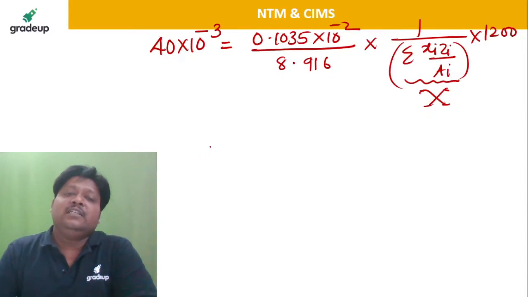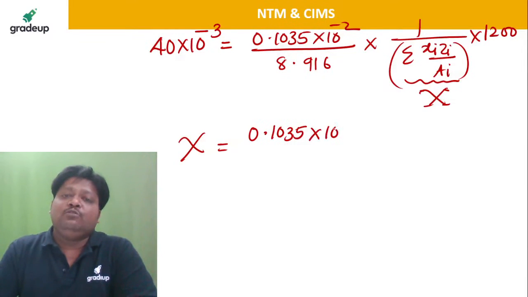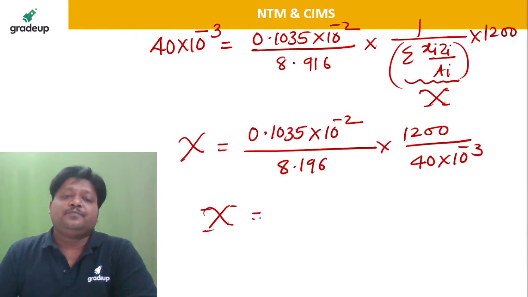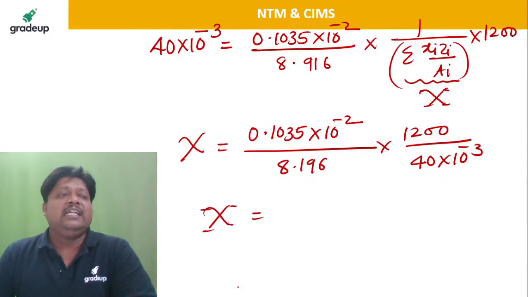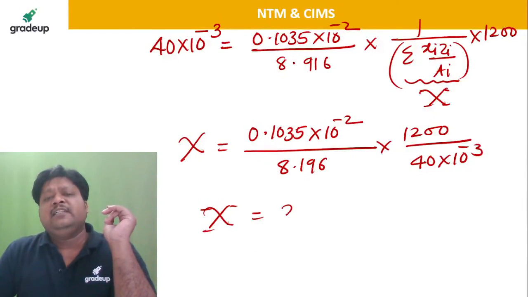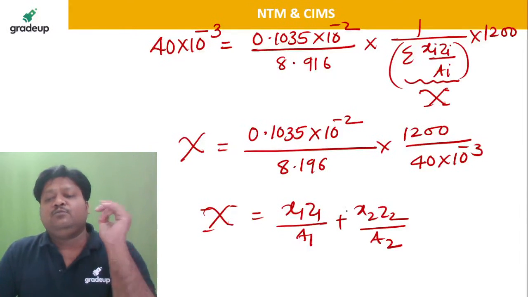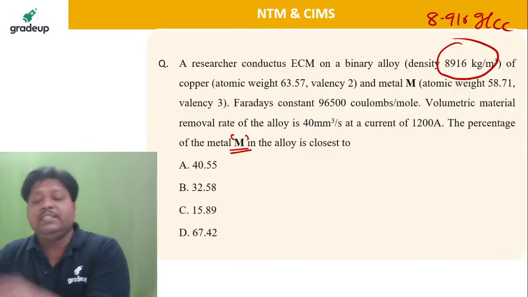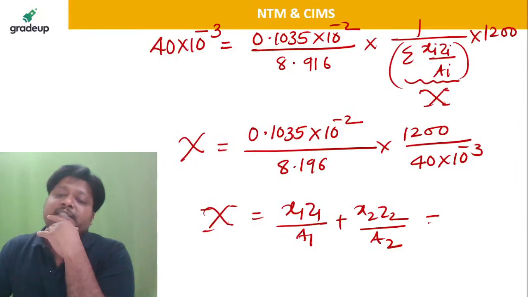Then tell me how much this X value is if I try to find it out. X will be equal to 0.1035 into 10 to the power minus 2 divided by 8.916 into 1200, divided by 40 into 10 to the power minus 3. Tell me what is the value of this X. And you know this X is the summation of Xi Zi divided by Ai. There are only two elements, so it will be X1 Z1 divided by A1 plus X2 Z2 divided by A2. Please check it out. How much is this X?